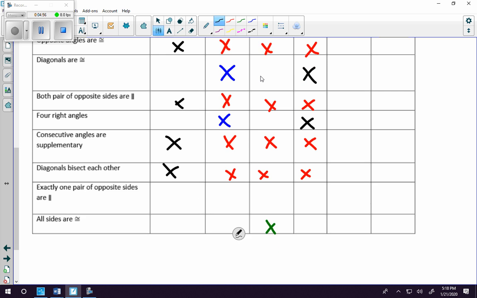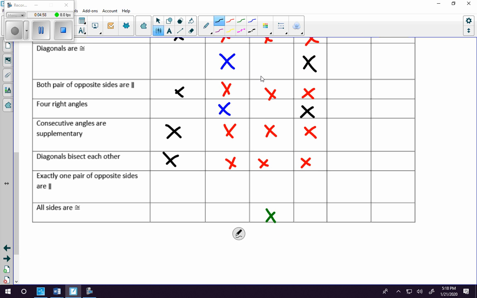Moving down, is there exactly one pair of opposite sides parallel? No. Are all sides congruent in a square? Yes. So that has to be checked. Done with square. Moving on to trapezoid.